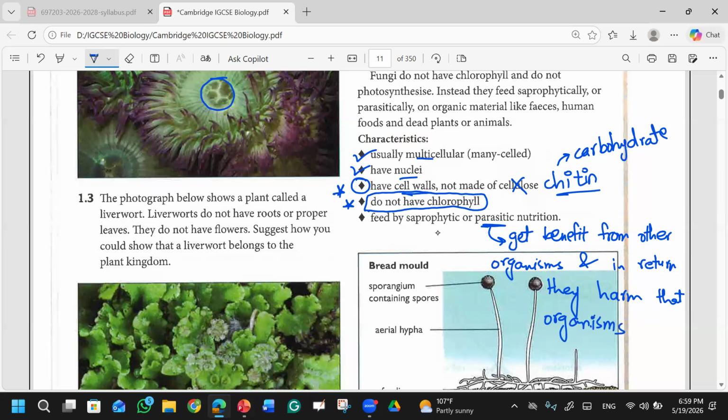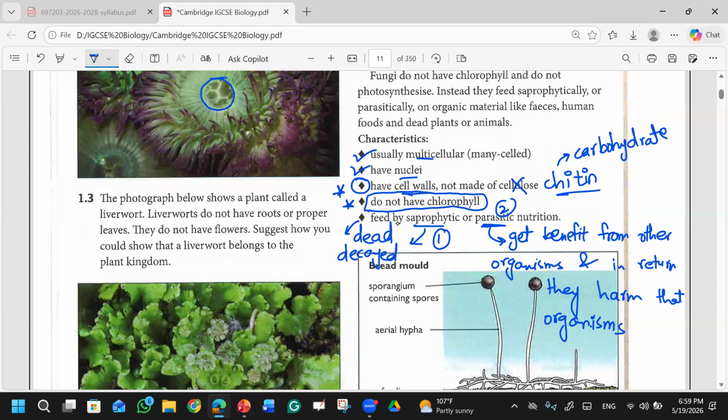And what is saprophytic nutrition? The fourth point is about their nutrition type, how they get their nutrition. There are two ways, saprophytic and parasitic. Saprophytic means they feed from the dead organism, the dead or decayed organism.